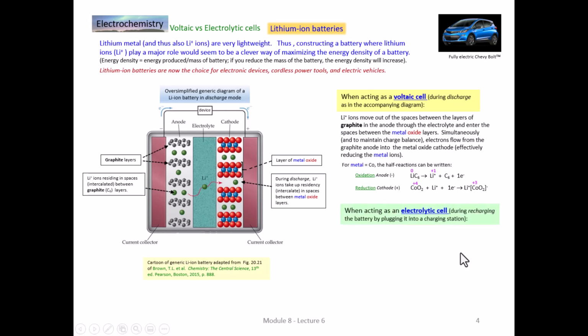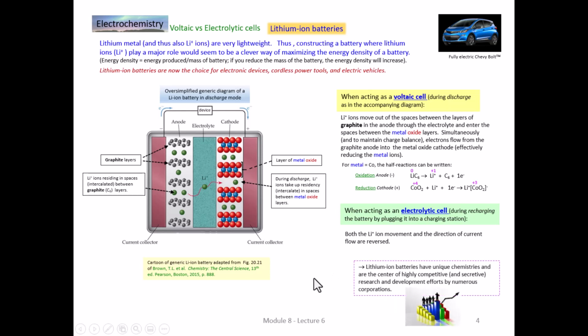Now, when acting as an electrolytic cell, meaning when you're recharging the battery by plugging it into a charging station, the lithium ion movement and the direction of current flow are reversed. So when you plug it into your charger, you're driving the lithium ions back from the right-hand side over to the left-hand side.